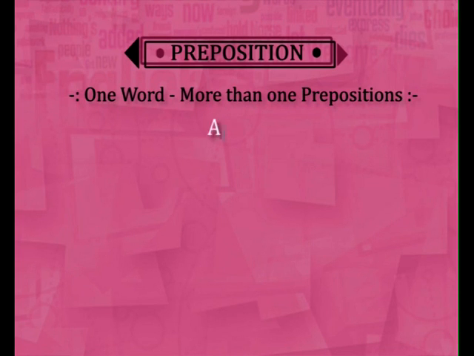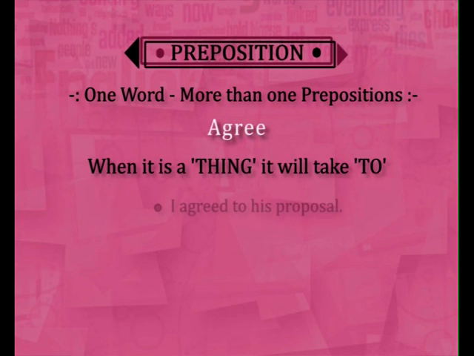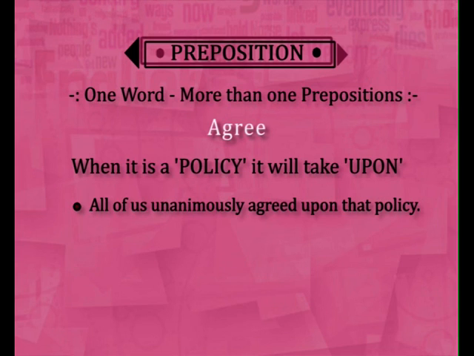The word agree. All of you know, every day you use the word agree. When it is a person, it will take with. Agree with a person. I agree with you on this point. He agreed with me, because you, me, everything is a person. Next is to, for a thing. I agreed to his proposal. See, I agreed with him, but I agreed to his proposal. And when it is a policy that all of us unanimously agreed upon, that new policy. That means agree takes 3 prepositions. If it is a person, you have to use with. If it is a proposal or any suggestion, you can use to. And for any policy, you can say upon.